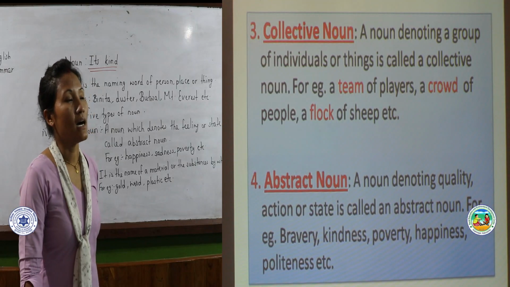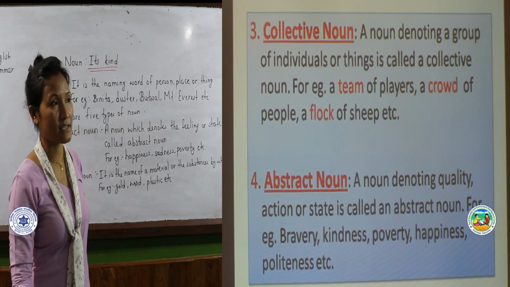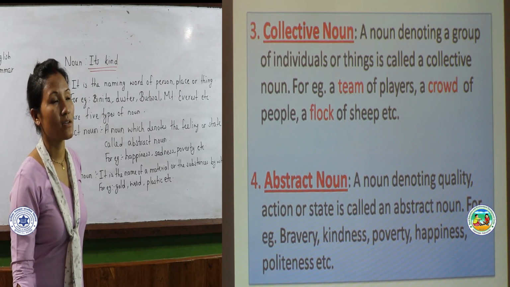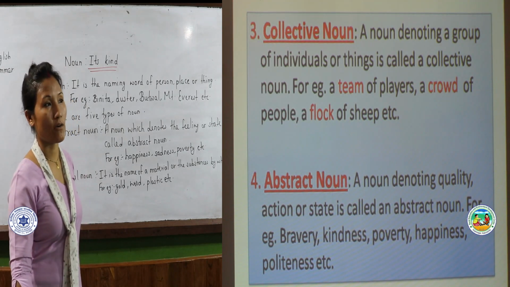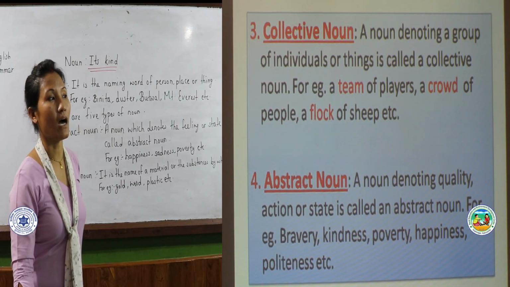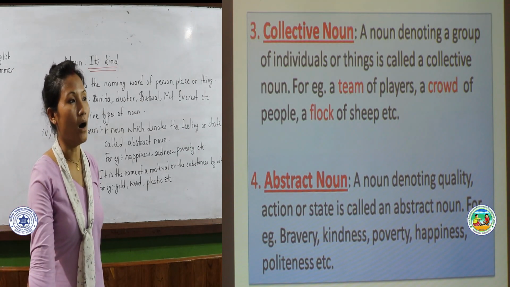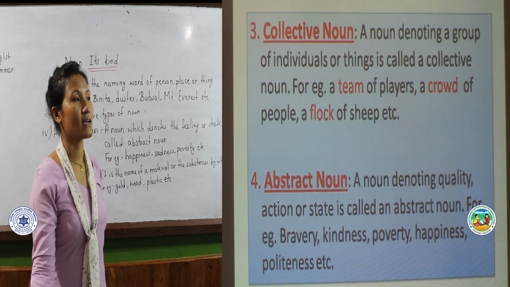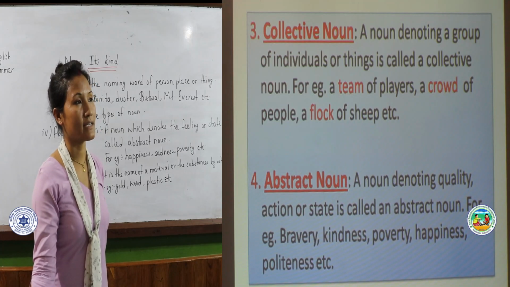For example, a team of players. What is the collection of players called? It is team. So the words written in red are collective nouns. Likewise, a crowd of people. A group of people is called a crowd. A flock of sheep. Flock is the group of sheep, so it is a collective noun.